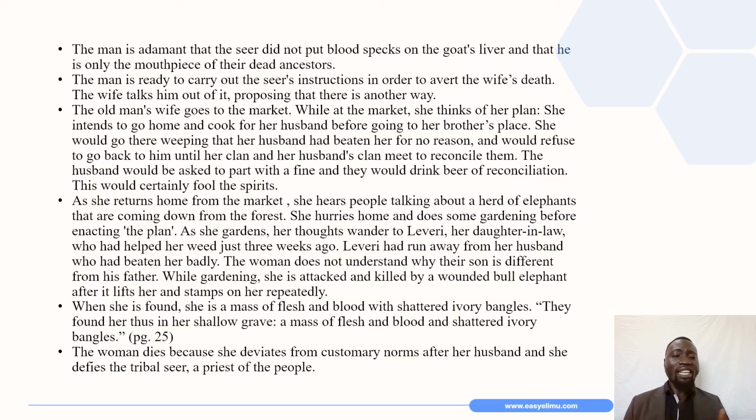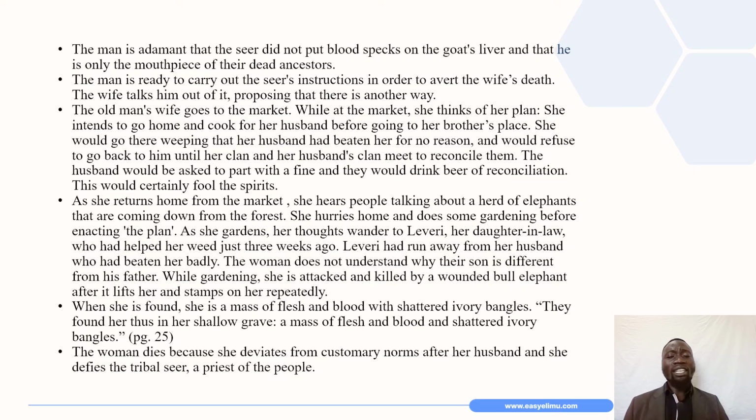So as she returns home from the market, she hears people talking about a herd of elephants that are coming down from the forest. She hurries home and does some gardening before enacting the plan that she initially thought about. So as she gardens, her thoughts wander to Leveri, that is her daughter-in-law, who had helped her weed just 3 weeks ago. So Leveri had run away from her husband, who had beaten her badly.